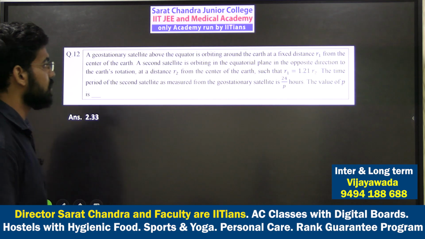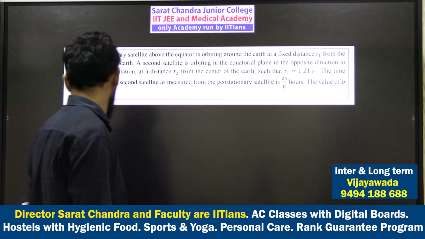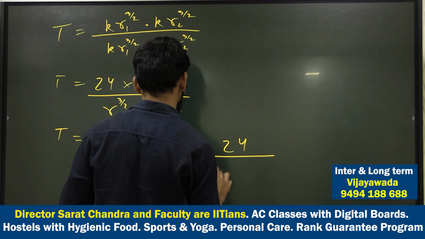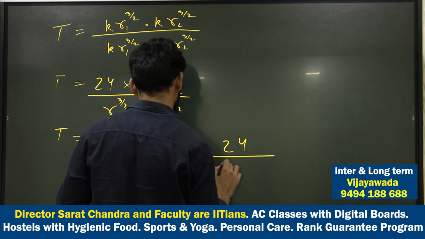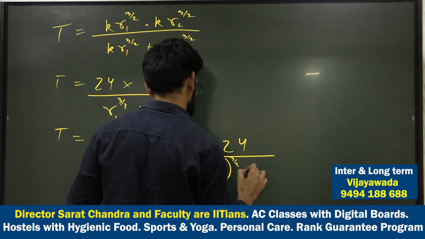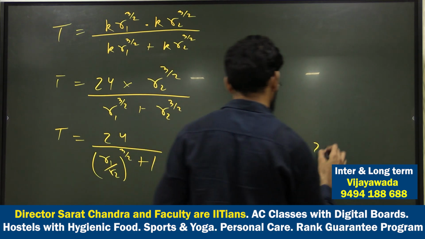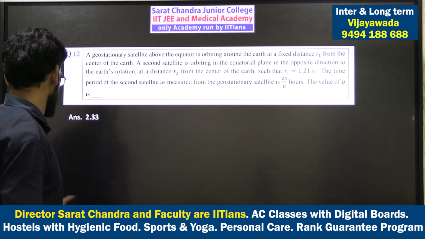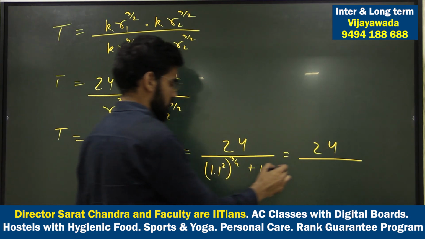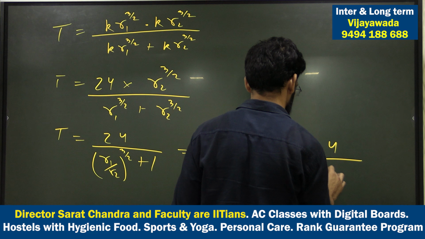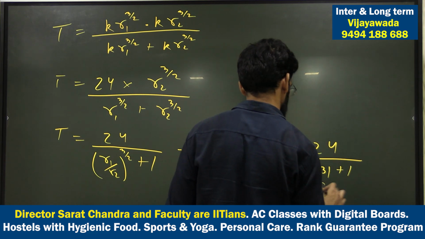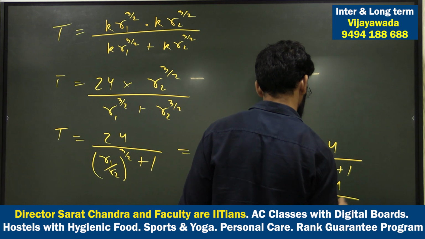And R1 by R2 is how much? R1 by R2 is 1.21. 1.21 is nothing but 1.1 square, right? So 1.1 square to the power 3 by 2 plus 1. Okay, this is nothing but 24 by 1.1 cube, right? So 1.1 cube is nothing but 1.331 and that is plus 1. Okay, so 24 by 2.331.